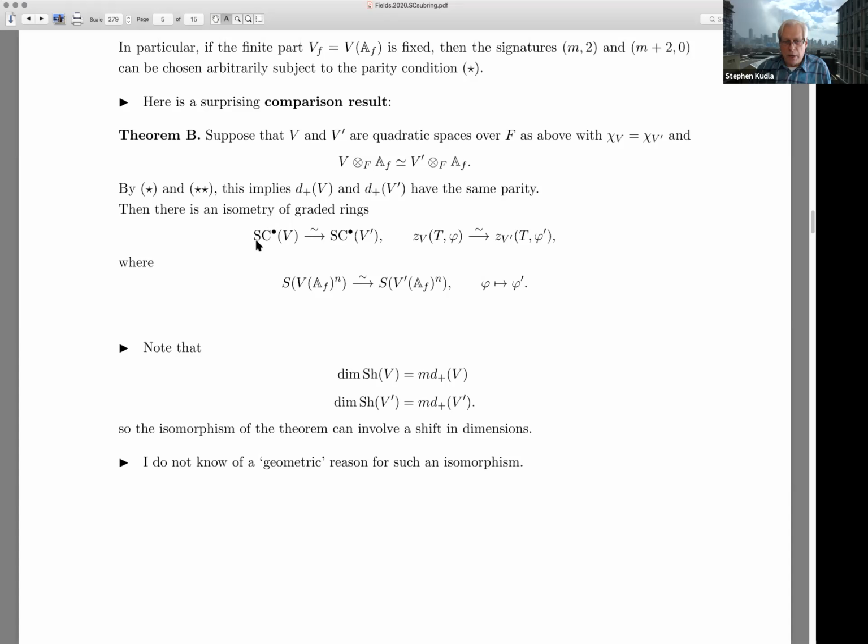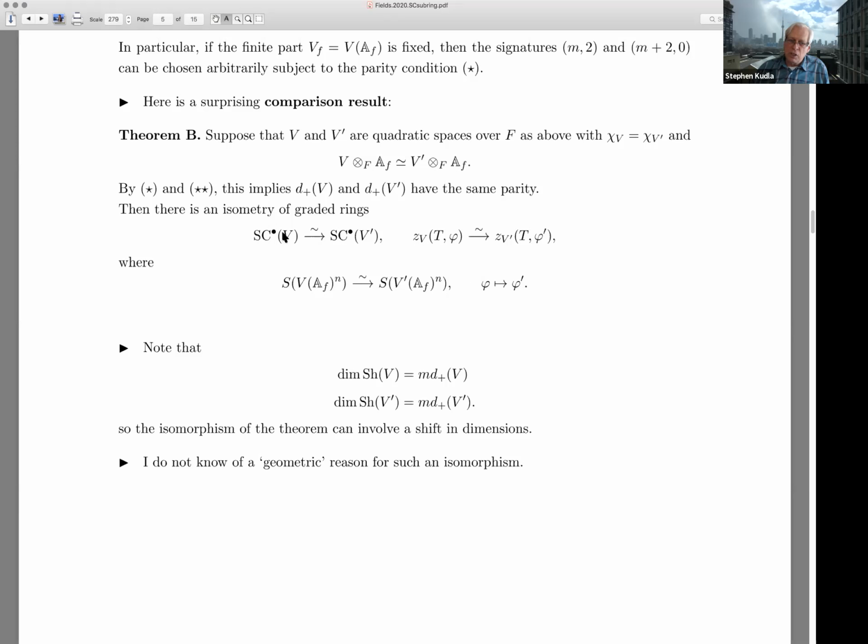reduced graded ring of special cycles, there's a linear map from one to the other. It says zv t phi to zv prime t phi prime, where notice this gives me a way of matching Schwartz functions on the two spaces. So you could identify the finite parts if you want and just say phi equals phi, but I'm keeping it in the notation. In any case, if you make this sort of formal map, there's no reason why this should extend to a linear map, but it does.